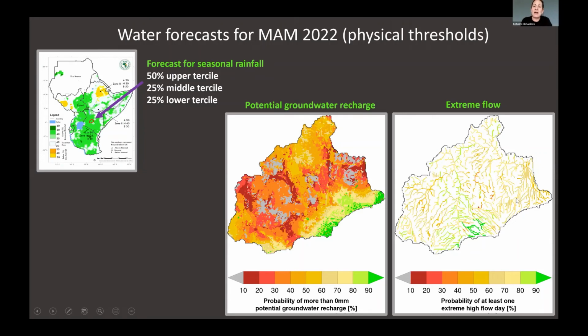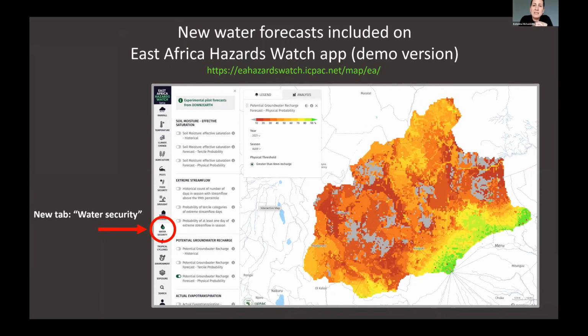And you can see how the probabilities vary according to the structure of the catchment, as well as the rainfall probabilities. What we have done then is used this. We've implemented this as a demo into the East Africa Hazards Watch app, which is a desktop app that's hosted by ICPAC. It includes loads of different hazards. If you haven't explored this already, it's got things about floods and food security, tropical cyclones, temperature, rainfall, etc.